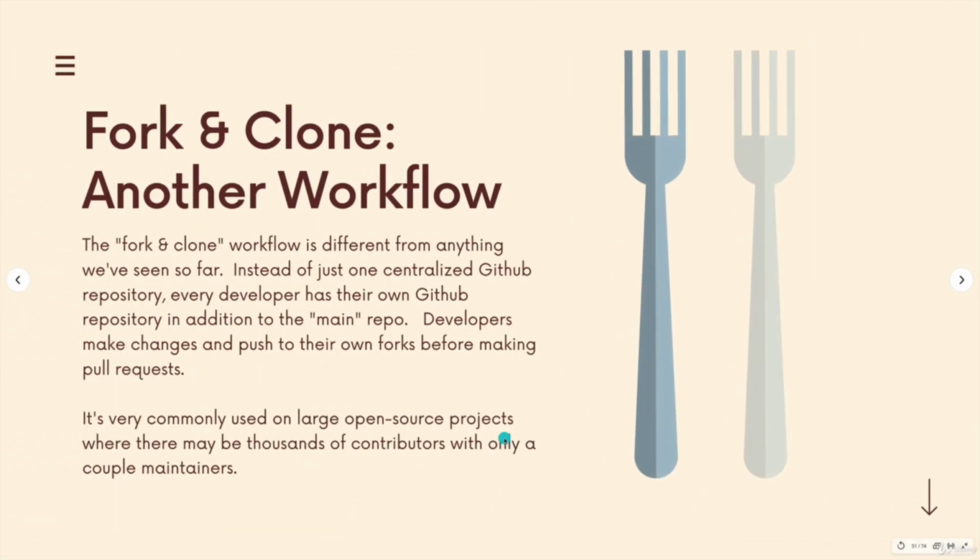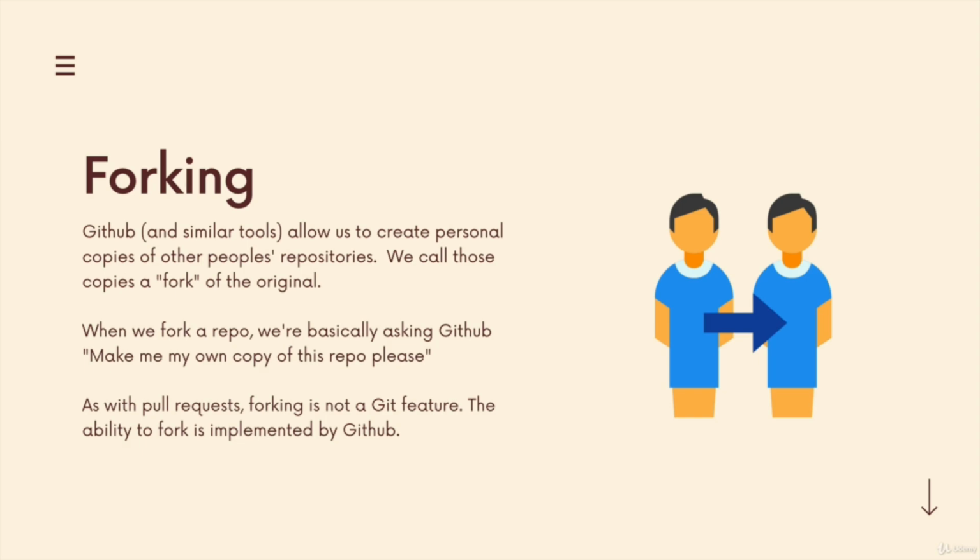Instead, this fork and clone workflow enables anybody to try and make a contribution. You don't need permission. You make your own copy. You try making changes, and then you make a PR. Anybody can make a pull request. So the first concept to understand is forking. Forking is a feature that is not part of Git itself, just like a PR is not part of Git. It is a feature of GitHub and other similar hosting services for Git repos.